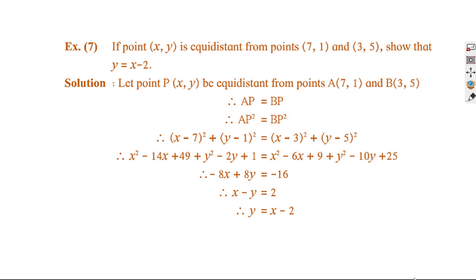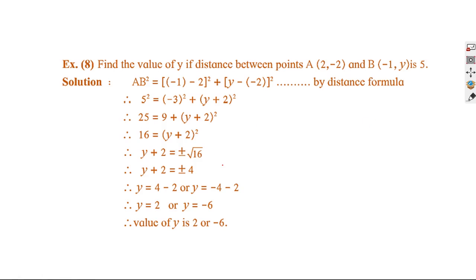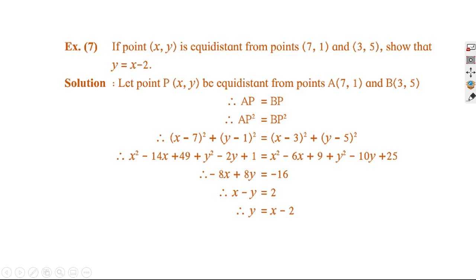Here is another example, where this time the peculiarity is that the point x, y is given. Point x, y is equidistant from points 7, 1 and 3, 5, and we have to show that y is equal to x minus 2.